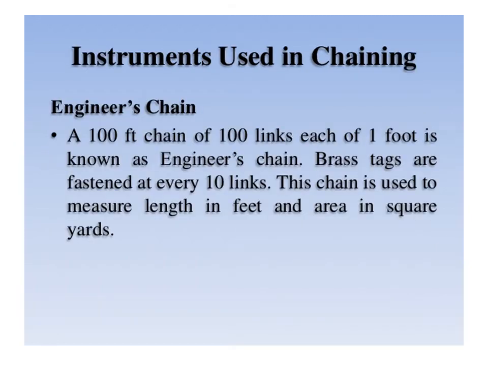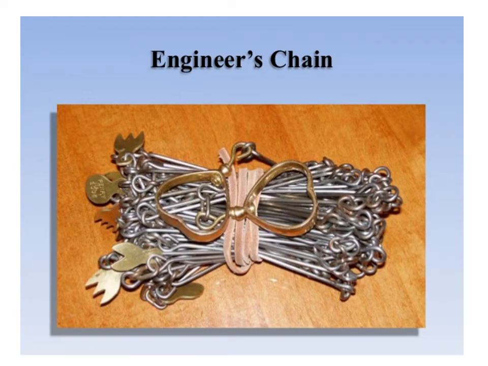Next instrument used in chaining is the engineer's chain. It is 100 feet long. It consists of 100 links. Therefore, the length of 1 link is equal to 1 foot. Brass tags are fastened at every 10 links. This chain is used to measure length in feet and area in square yards. This image shows the engineer's chain, which contains 2 handles at the ends, brass material showing the tallies, and the links are made up of GI material.